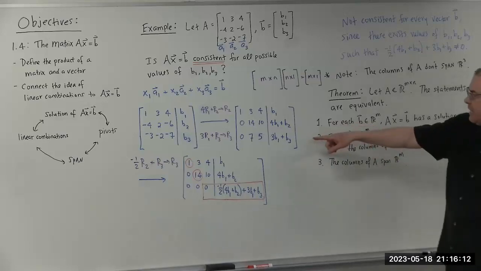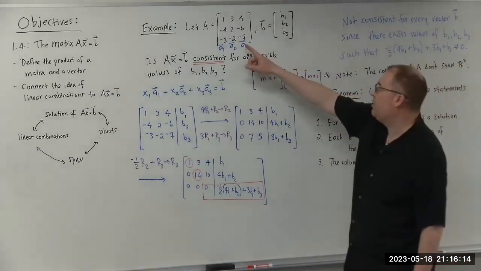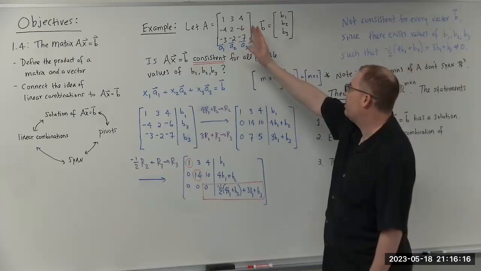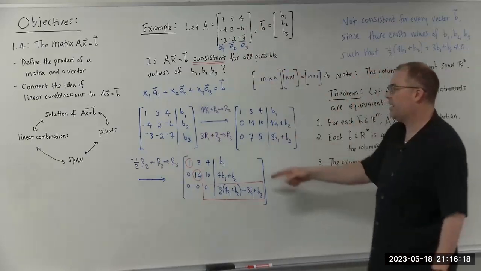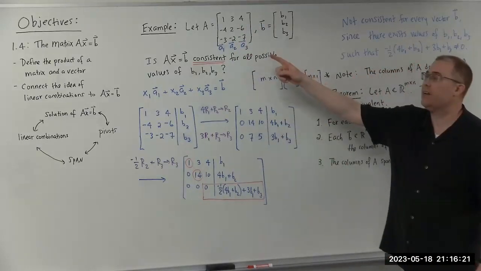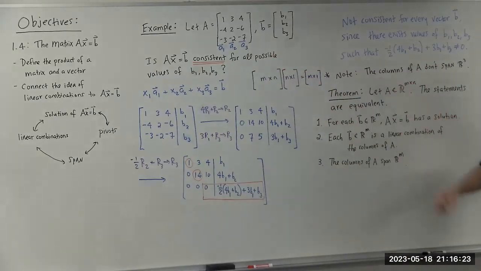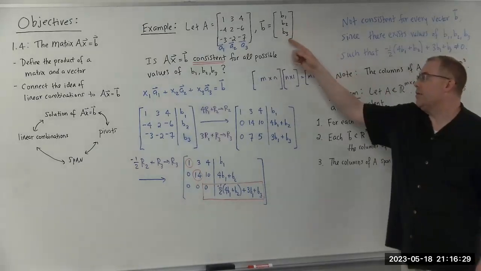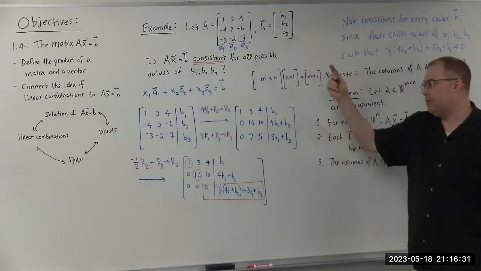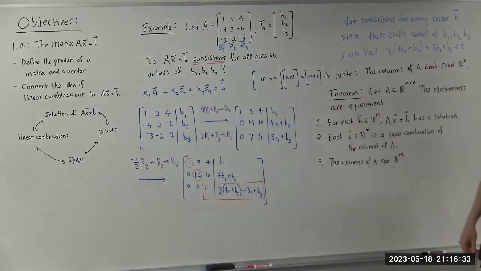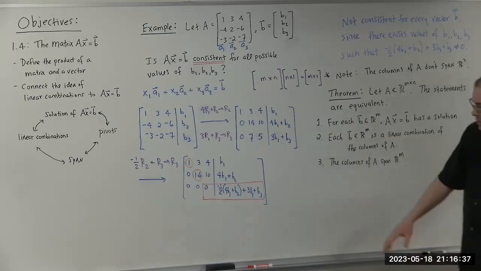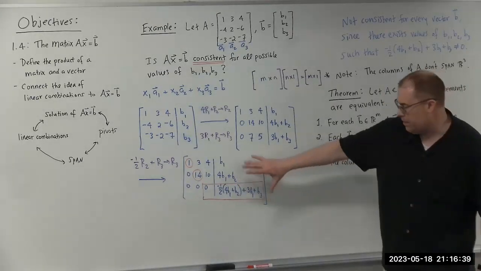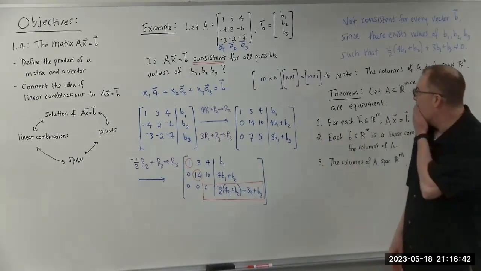Now going back to this example, you can see that for this matrix, for these particular column vectors, that's not the case. These columns don't span R^3, because we found some values B1, B2, and B3 that don't give us a solution. And this is the proof of it. This is the justification.